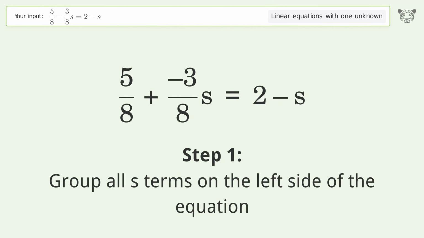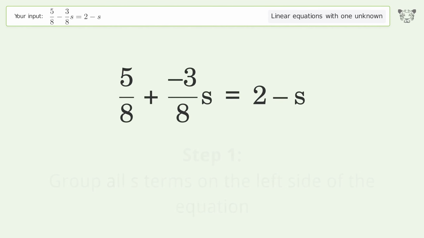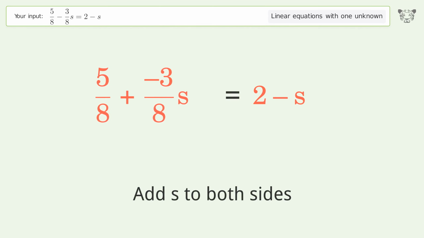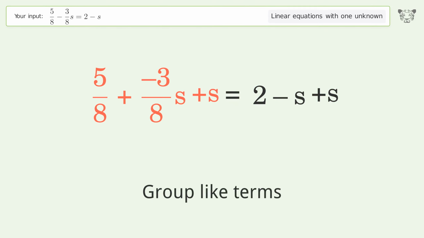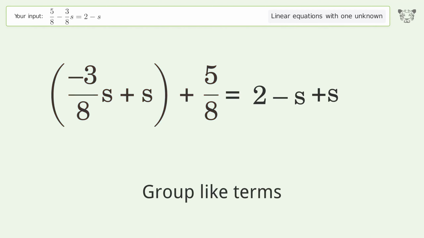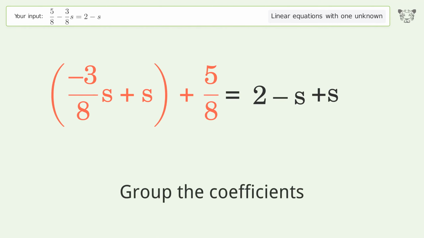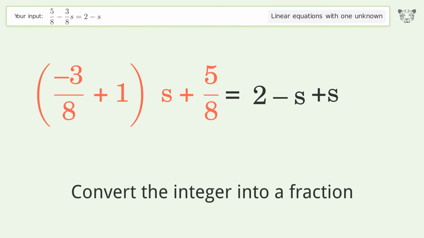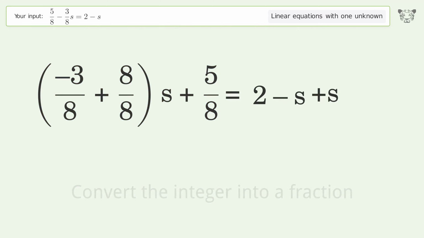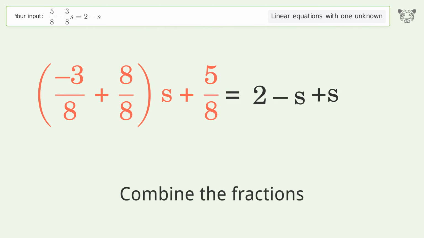Group all s terms on the left side of the equation. Add s to both sides. Group like terms. Group the coefficients. Convert the integer into a fraction. Combine the fractions.